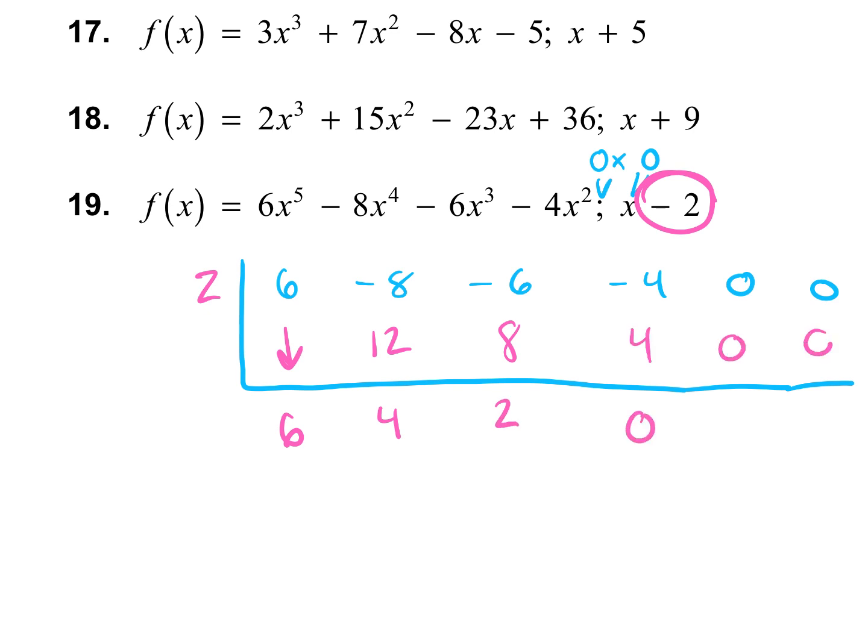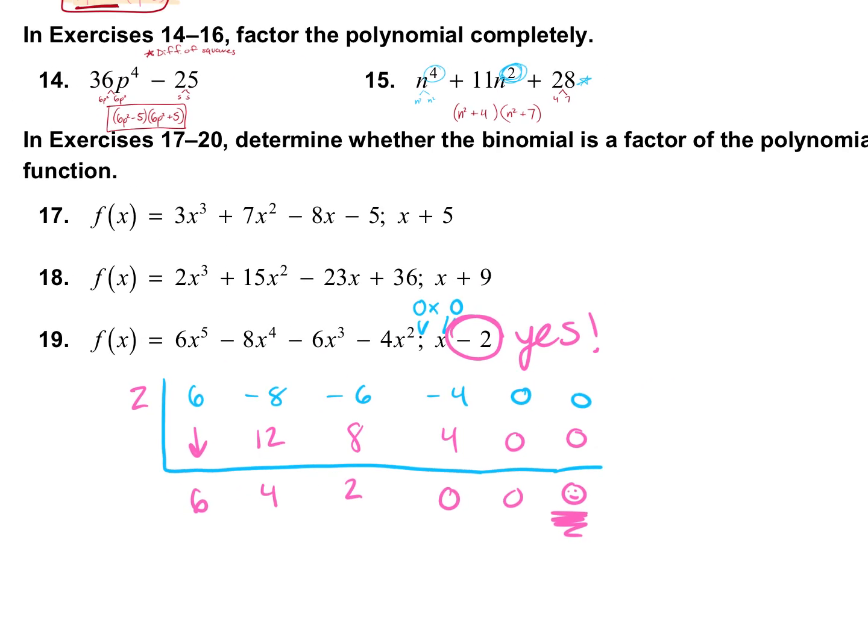0, 0, 0. So what's my remainder? 0, which means it is a factor. So we would say yes. So for these questions, if the remainder is 0, then that means it is a factor. If the remainder is not 0, it's not a factor. So if it says determine whether it's a factor, your answer is just yes or no. But I need to see the work, so don't just guess. Use synthetic division. Let me know.